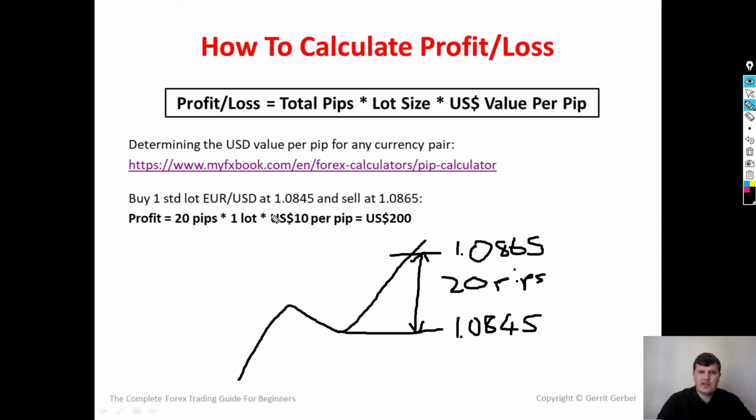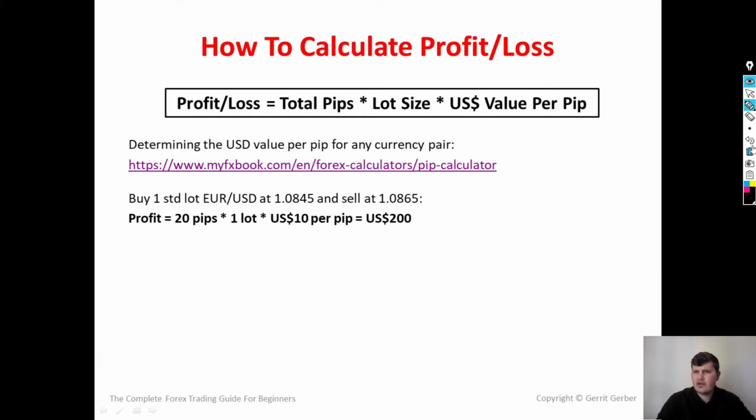And your lot size would be the one standard lot. This is the pip difference. And then, as I said, when we visited the My FX Book website, the dollar value per pip for the Euro USD is equal to $10 per pip. That means that in this specific trade you would have made a profit of $200. So that is one example.